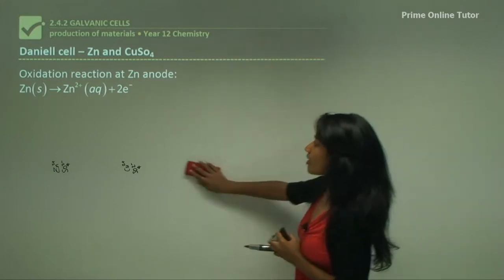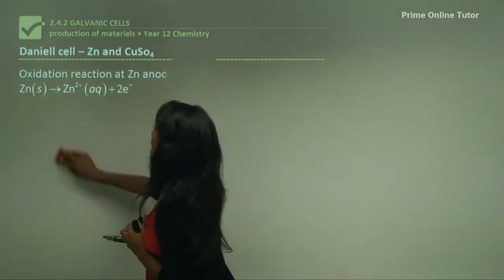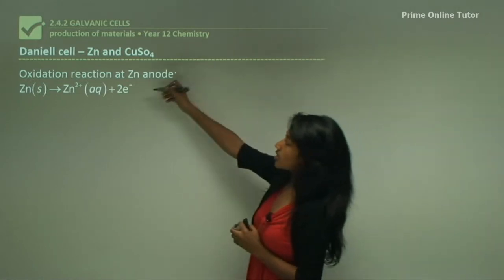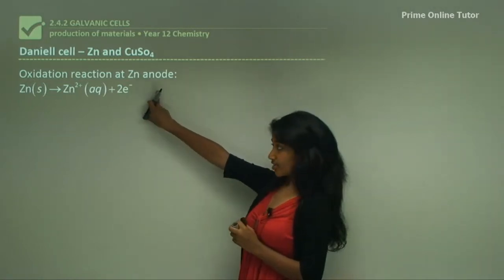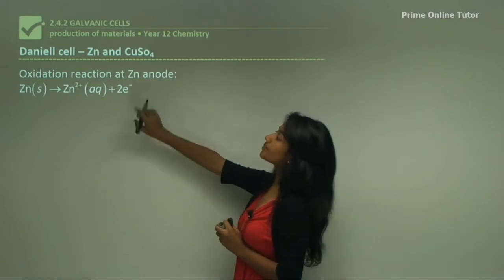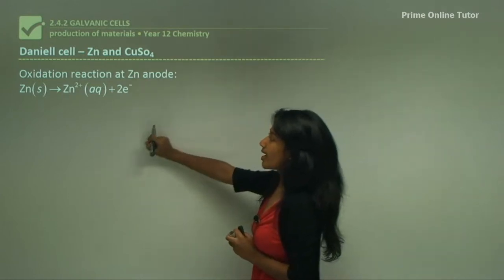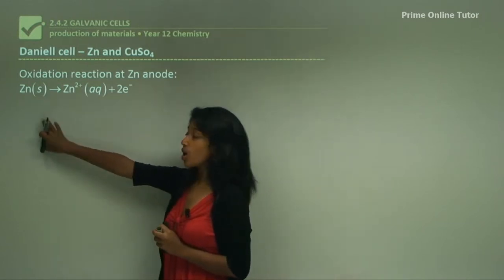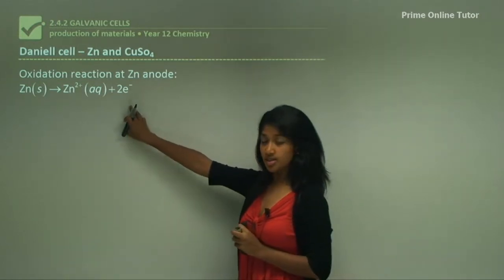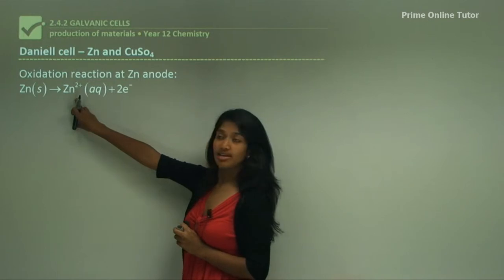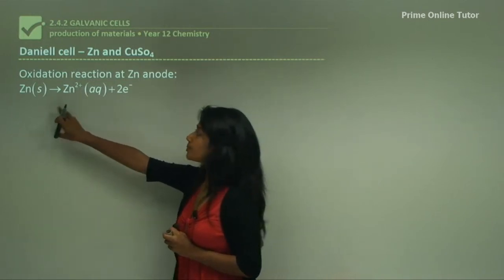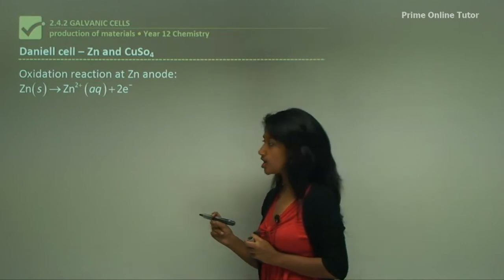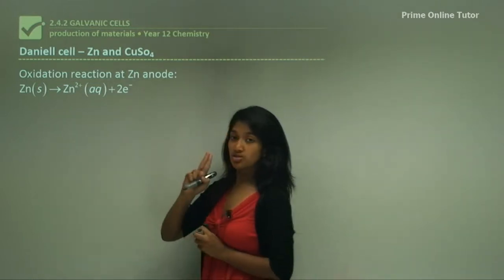Now we'll look at the oxidation reactions and the reduction reactions in greater depth. The oxidation happens at the zinc anode, and the zinc anode is where you lose electrons. So here zinc would lose 2 electrons to produce a zinc cation. It produces 2 electrons because it has 2 valence electrons. So that's why it produces 2 electrons.